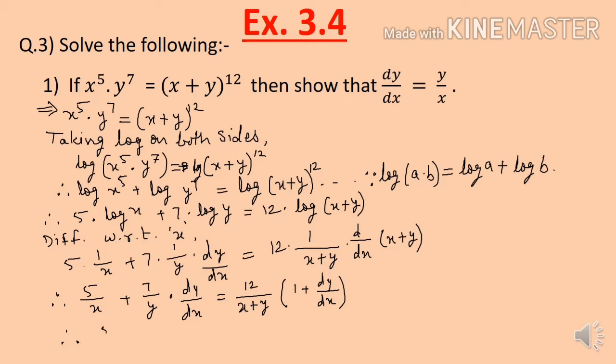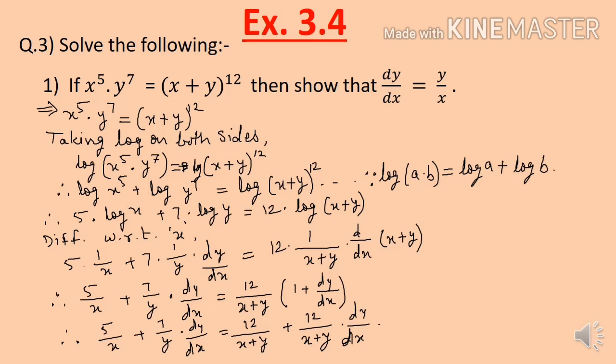Therefore 5 upon x plus 7 upon y into dy by dx is equal to, now solve this bracket. So you get 12 upon x plus y into 1, so that is 12 upon x plus y, plus 12 upon x plus y into dy by dx. Now we'll collect all the dy by dx terms together.